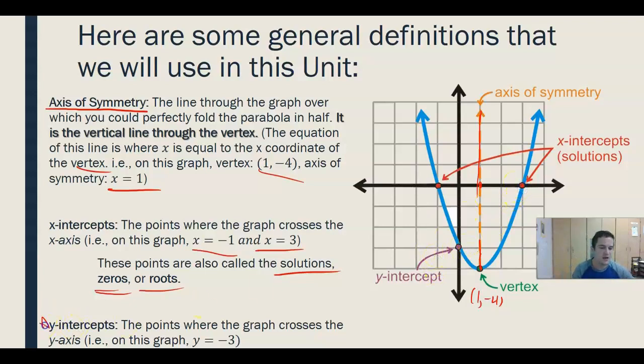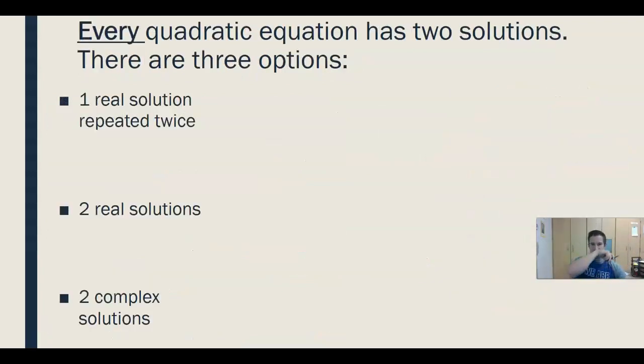And then the last thing, y-intercepts are the points where the graph crosses the y-axis. So right here where the graph touches the y-axis, that's going to be a y-intercept. So those are some general definitions, some general things that we're going to be using and discussing in this unit.